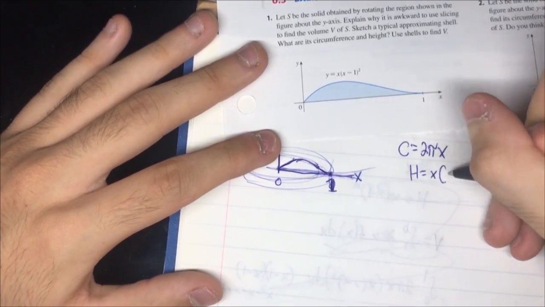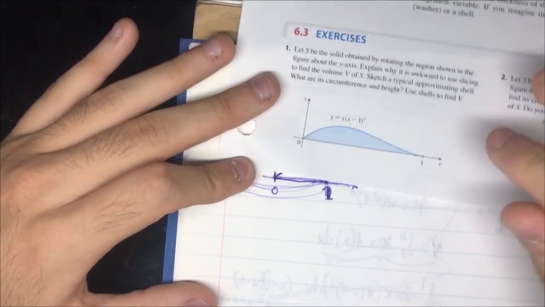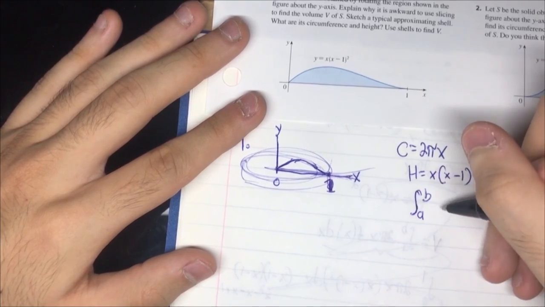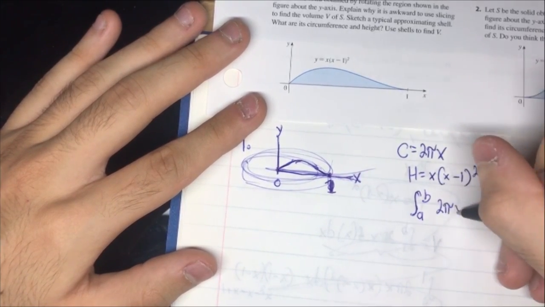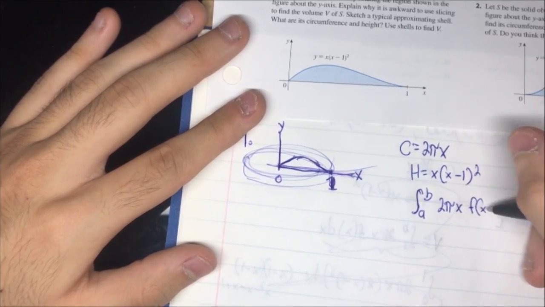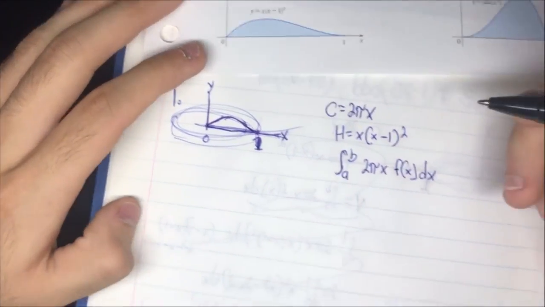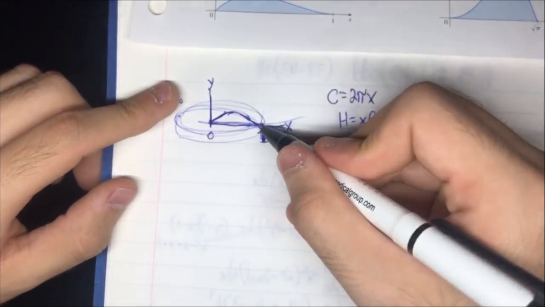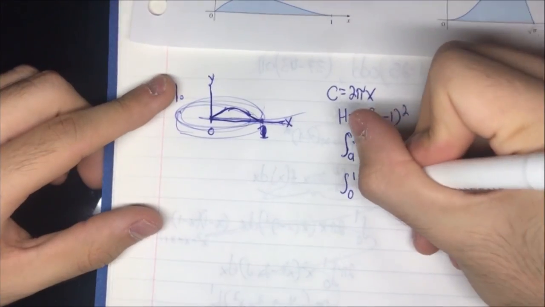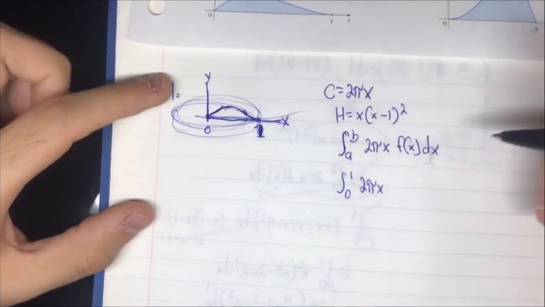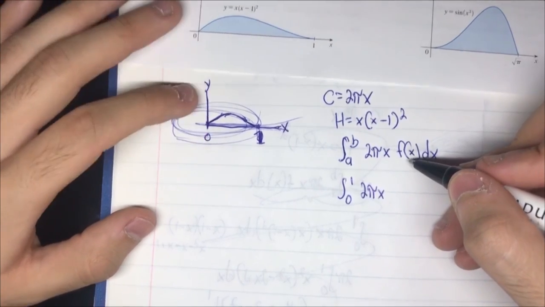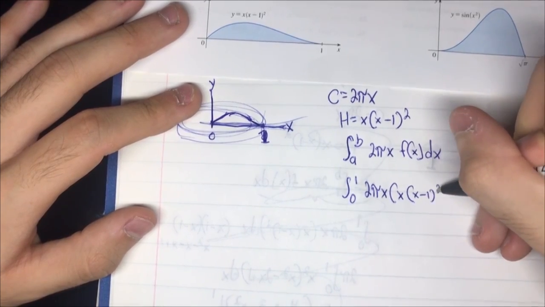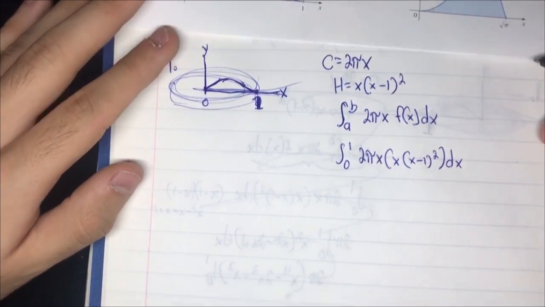So height is equal to x times (x minus 1) squared. And then we have to use this formula: 2 pi x, f of x dx. Cool. So now, they gave us the a and the b. That went from 0 to 1. So from 0 to 1, 2 pi x times f of x. They gave us the f of x, which was the height. Y is equal to this. So x times (x minus 1) squared dx.